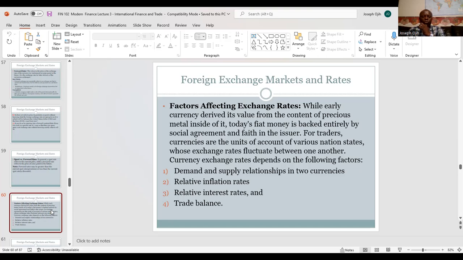Okay, so for traders, currencies are the unit of account in various nation states whose exchange rates fluctuate between one another. Those four factors include the demand and supply relationship in the two currencies involved, then the relative inflation rates, relative interest rates, and trade balance. Let's look at these factors one by one.